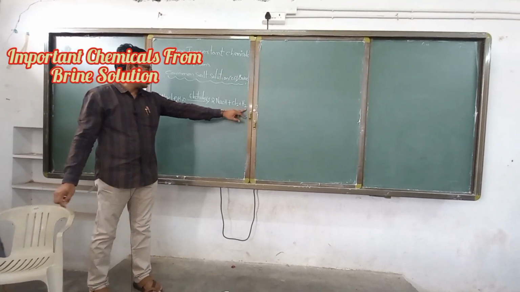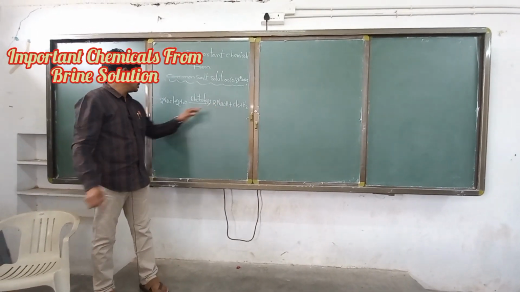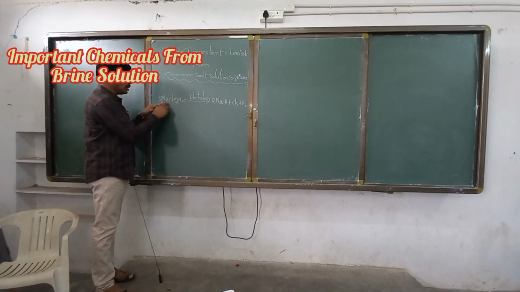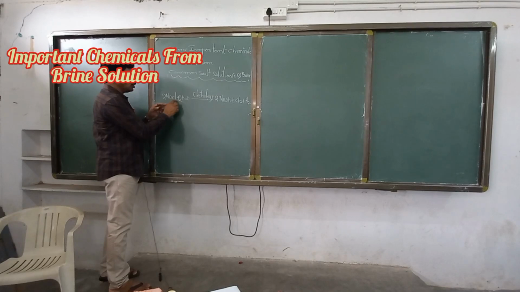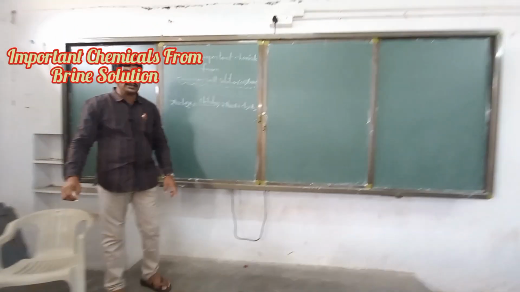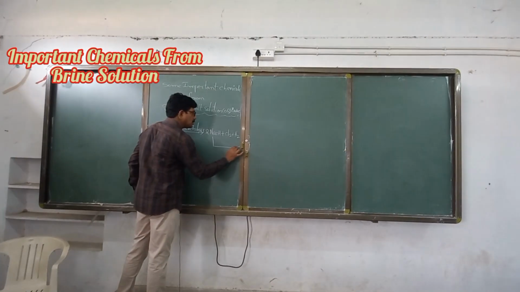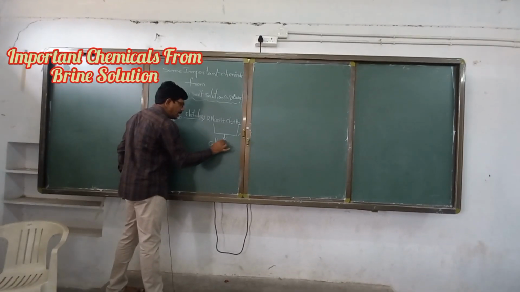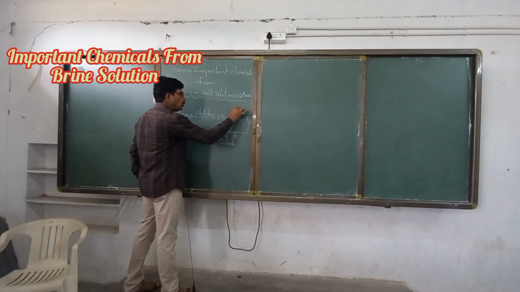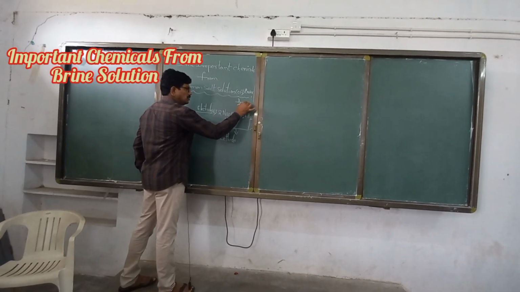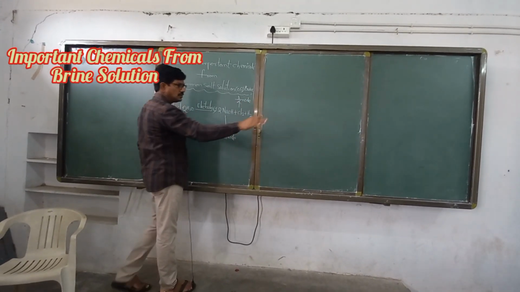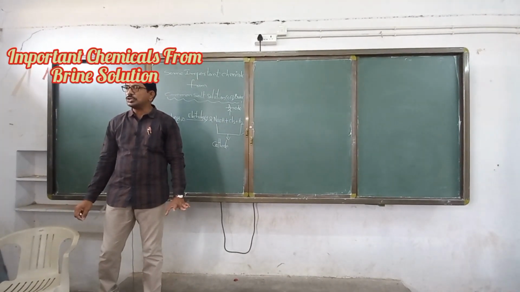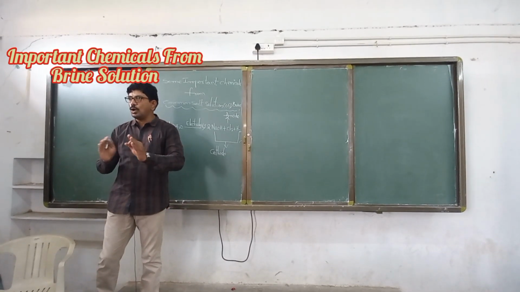Check again: 4 hydrogens, 2 oxygens, 2 sodiums, 2 chlorines. Now it is a balanced equation. Hydrogen and sodium hydroxide are formed at the cathode, whereas chlorine gas is formed at the anode. Are you clear about that? This process is known as the chloro-alkali process.